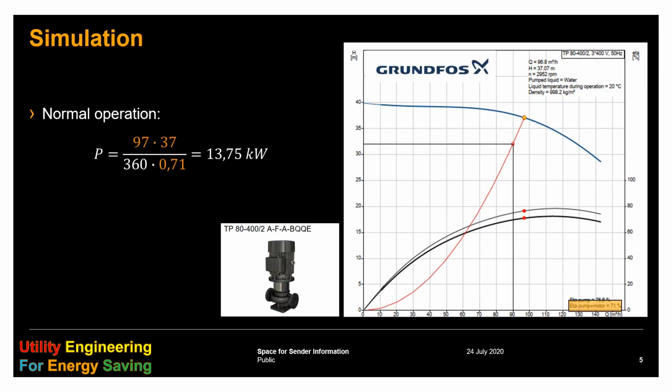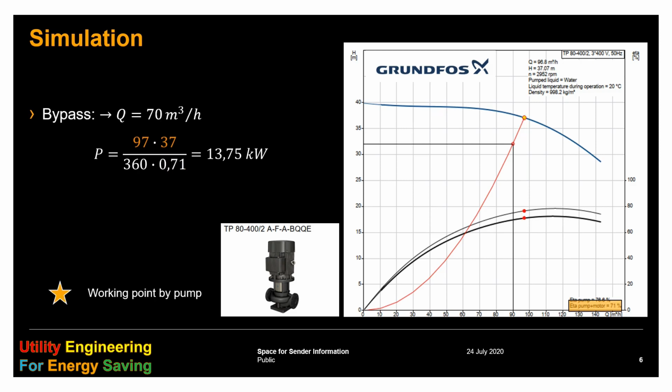From now on, there are some examples of what was told above. Let's see a real pump in three different applications. The pump is from a known supplier and it is used by a machine. Normal operation means at nominal flow. The working point is the orange star. Replacing the values, we find the consumption, 13.75 kilowatt.